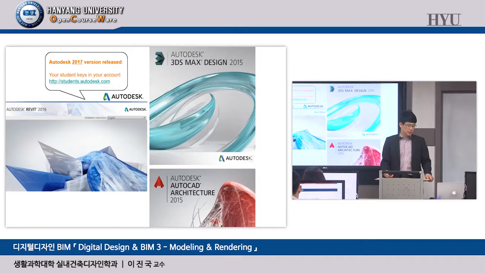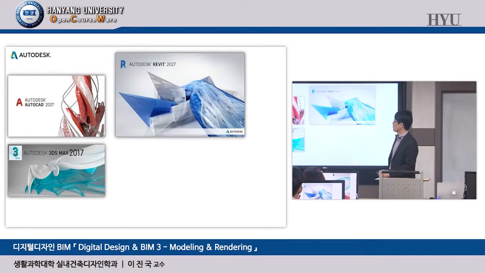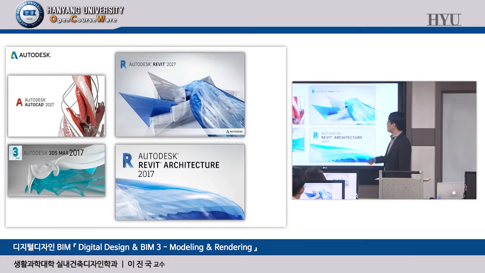Okay, let's see what we are using. Revit 2016, 3D Max Design 2015, AutoCAD, some other tools. But as you know, the Autodesk 2017 version was released. As you know, AutoCAD 2017, 3D Max 2017, Revit 2017, and there is Revit Architecture 2017. And take a look, the icons are updated, okay? Some 3D Max icons looking like number 3, and R, A, and so on, okay? Some CI, software CI has been changed.